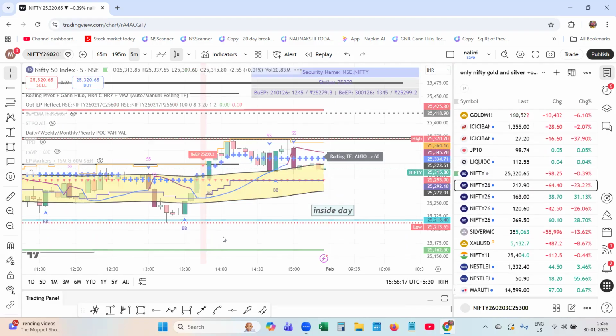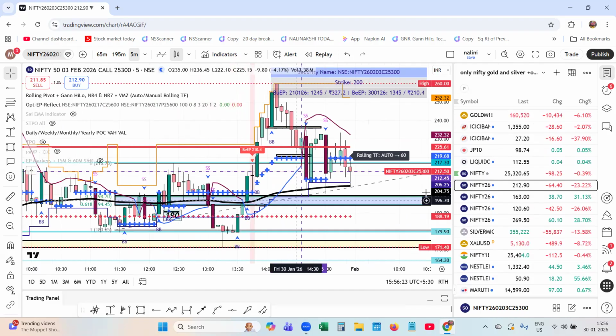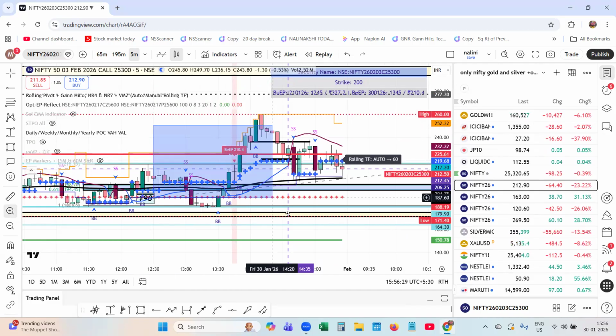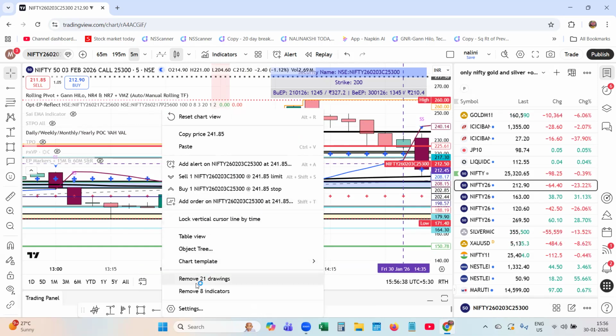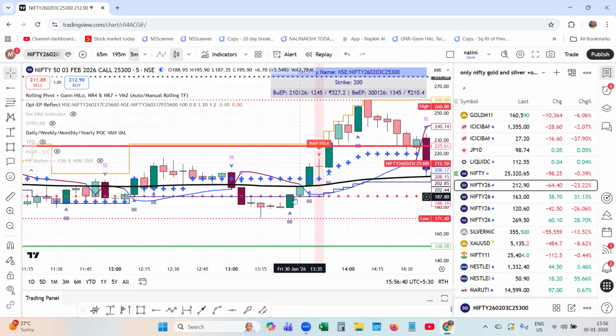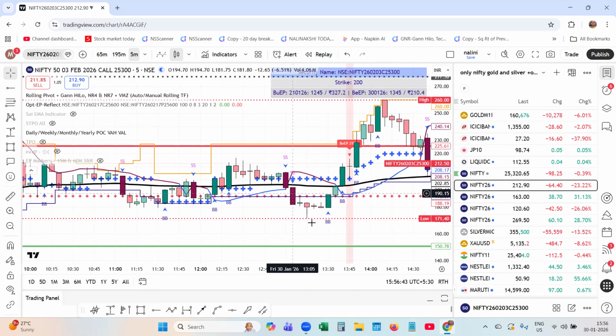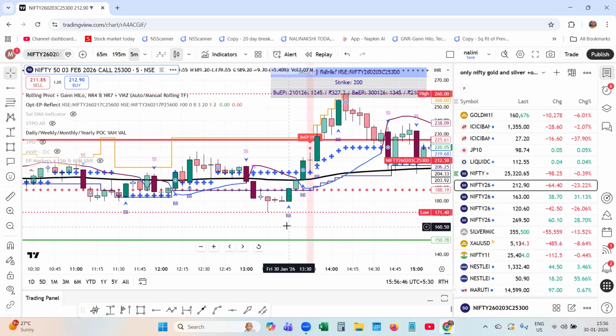This is the 25,300 call option. Yeah, you can see over here. Let me remove the drawings. I had made so many drawings while taking the trade because you need to. You can see the price came down, and there was no trade here. Only here, when Gann Hilo flipped and price climbed above the option zone.